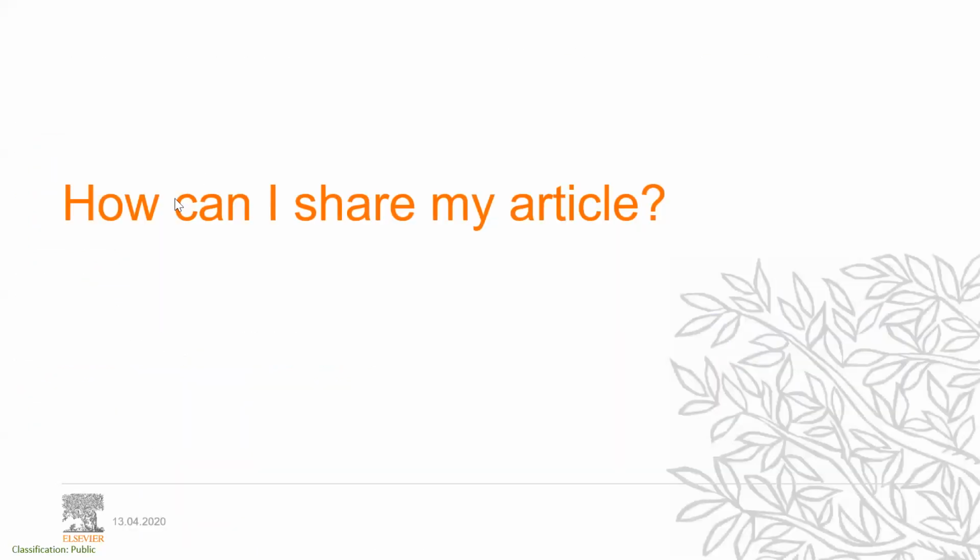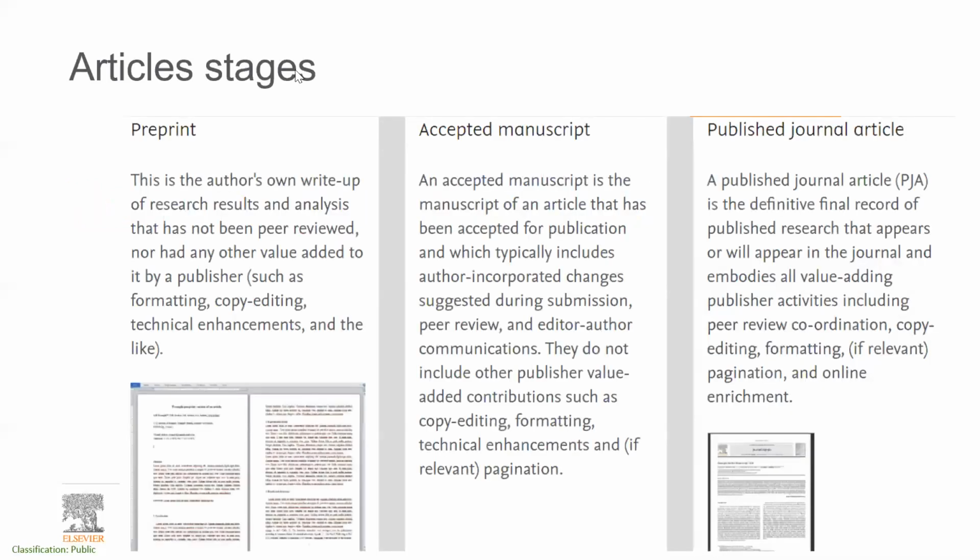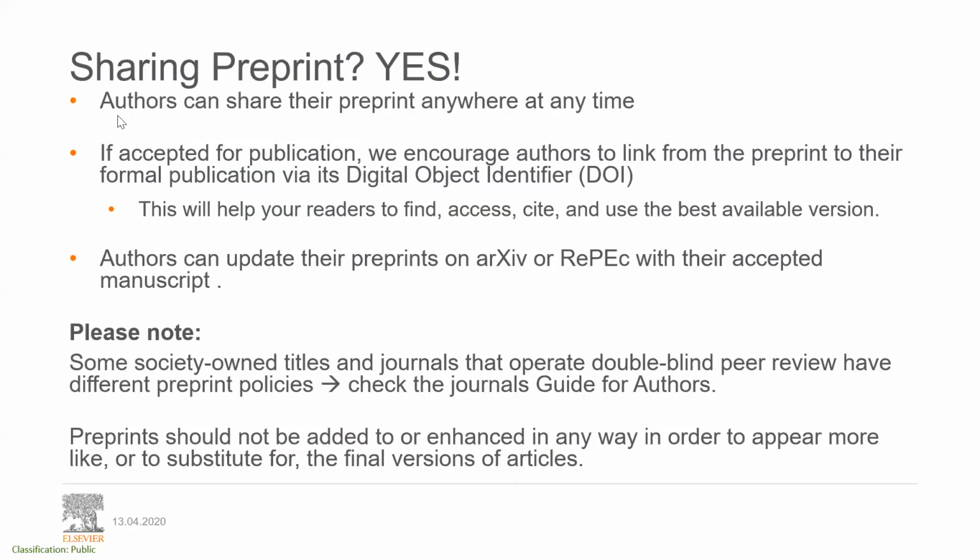So the question: how can I share my article? It depends at which stage you want to share your article. If it's the preprint, then there are some rules. If it's the accepted manuscript, or the published journal article, there is a different set of rules for each stage. For a preprint, authors usually can share their preprints anywhere, anytime, as we mentioned. If the preprint was accepted for publication, it's encouraged that the authors link their preprint to their formal publication by the DOI link. This can help readers cite the peer-reviewed version.